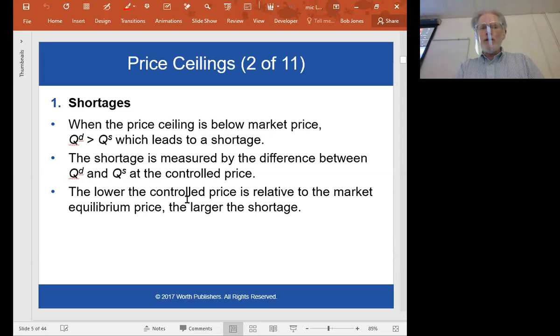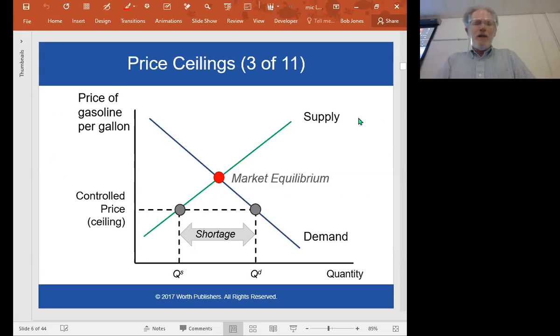The lower the control price is relative to the equilibrium, the larger the shortage is going to be. And we see that here. If we let the price go to the equilibrium level, then the quantity supplied and the quantity demanded are going to be equal. No shortage, no surplus. We have a balance. The gains from trade, which would be the area below the demand curve and above the supply curve, so it'd be all of this area, will be maximized if we let the price go to the equilibrium level. If the government says, no, that price is too high, let's put a number in here.